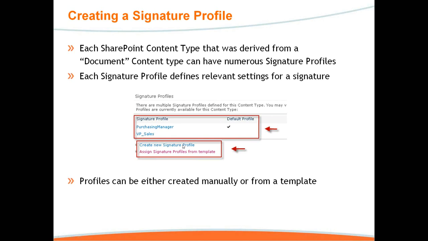You can create a signature profile either manually by clicking on the Create Signature Profile option, or you can assign a signature profile from a template for each content type. When I say template, what I mean is basically the document we saw before that has signature fields inside. This is a template. So when you say assign signature profile from template and you load this document, our add-on will read the signature fields and their locations and their settings from within this template, and it will create the signature profiles using the names of the fields as the profile names.